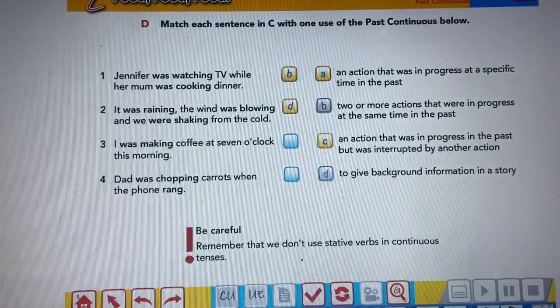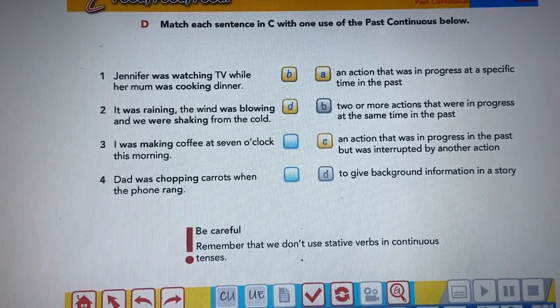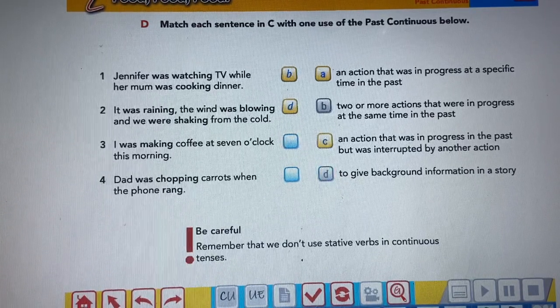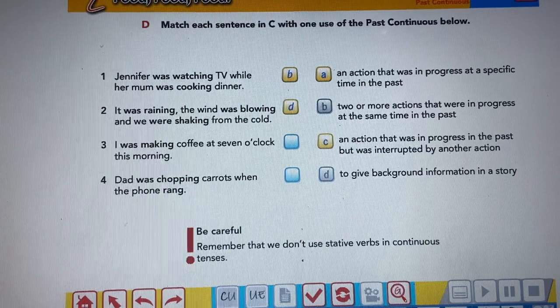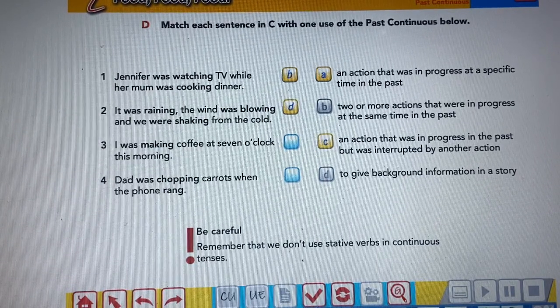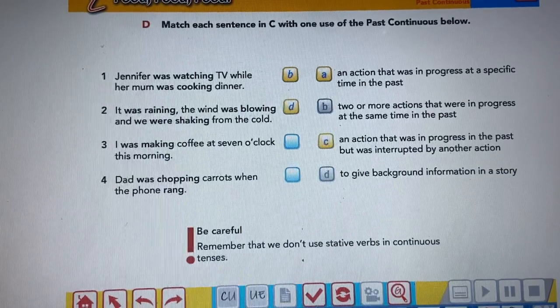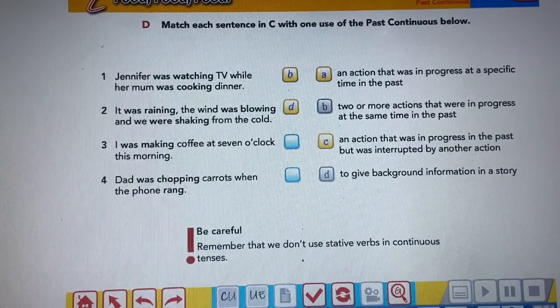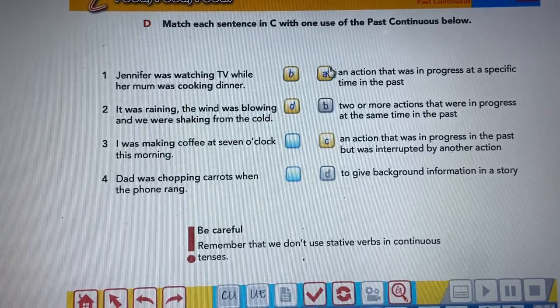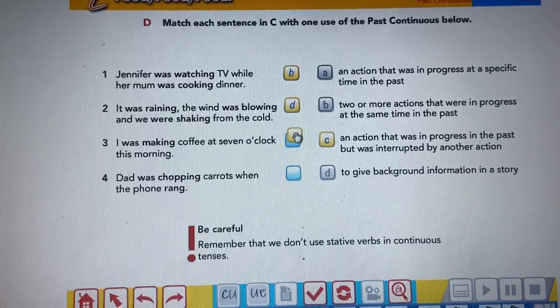Number 3: I was making coffee at 7 o'clock this morning. Here, the answer is number A, an action that was in progress at a specific time in the past. The specific time is at 7 o'clock this morning. So the answer is A.